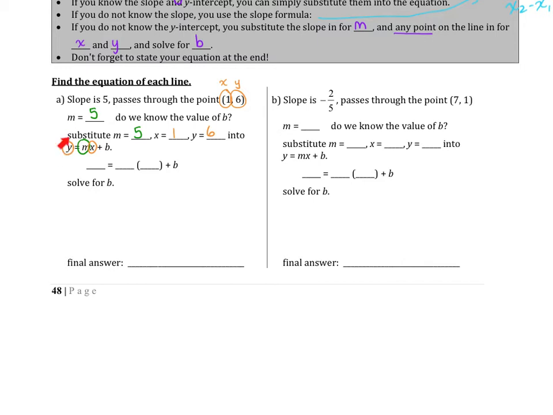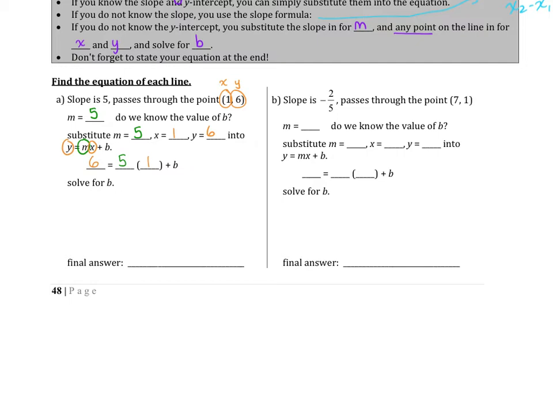So instead of y, you're going to put 6 here. Instead of m, you're going to put 5 here. Instead of x, you're going to put 1 here. And then the only thing we don't know is b, so you're going to leave b the way it is. So the 6 goes in for the y, the 1 goes in for the x, and the 5 goes in for the m.